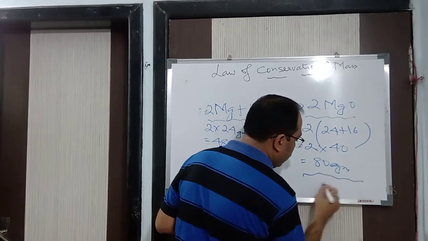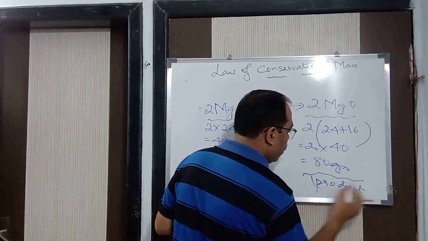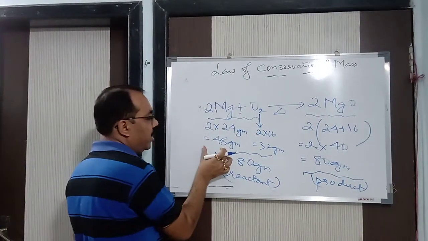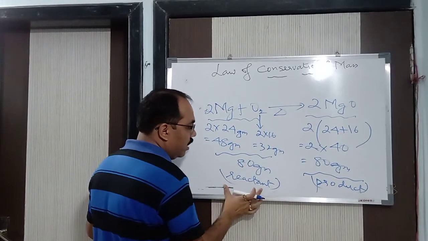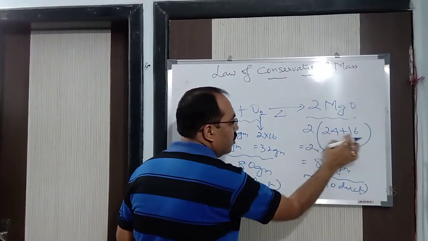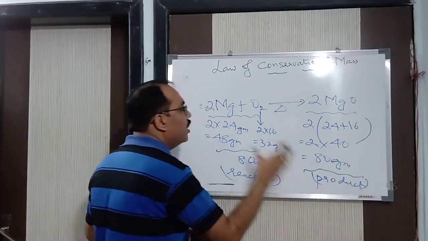So 80 gram is the weight of the product. See carefully. It is 80 gram. This is 48 gram, this is 32 gram, and the total comes to 80 gram. Magnesium weight is 24, oxygen weight is 16. 24 plus 16 is 40, 2 into 40 is 80 grams. So the total weight of the reactant is equal to that of the product.